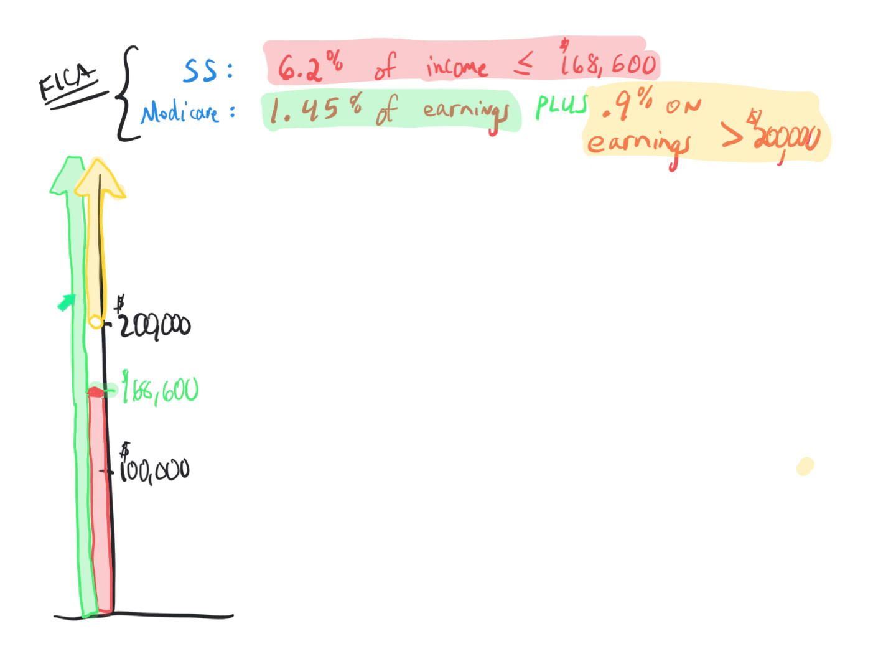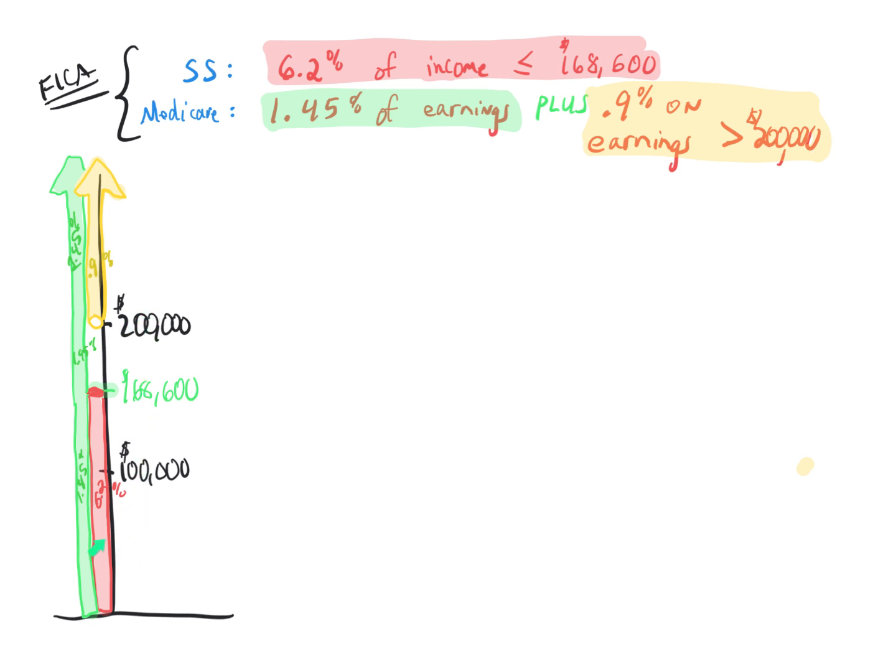Let's write in those percents for each of those colors. Less than or equal to 168,000 is red, that's 6.2%. 1.45% everywhere, it's in green, 1.45%. And then only for earnings more than 200 grand, which is the yellow bar, that's 0.9% tax. So in these three regions, let's look at our total taxes paid.